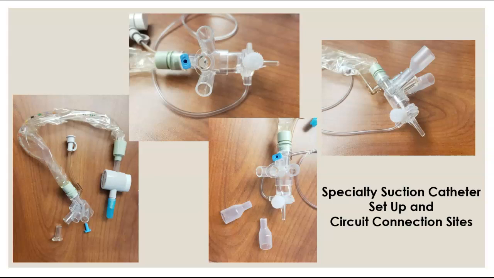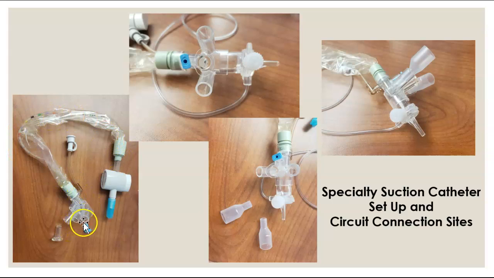Okay, we have a specialty suction catheter for our equipment management that works with the jet and allows us to combine both the jet and the Draeger or conventional ventilator. So here's all the components. Let's start over on this slide. It just looks like a normal suction catheter until you get down here.